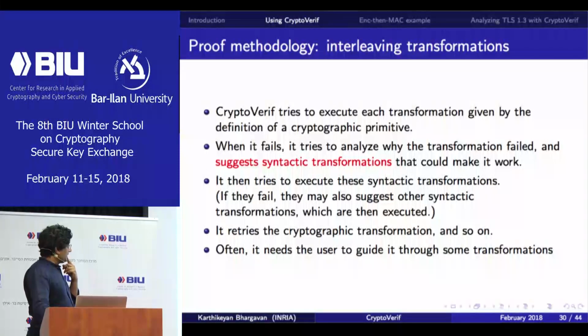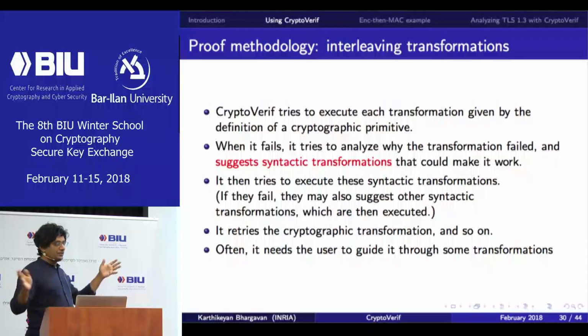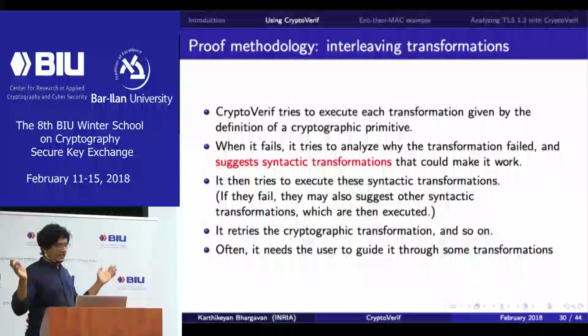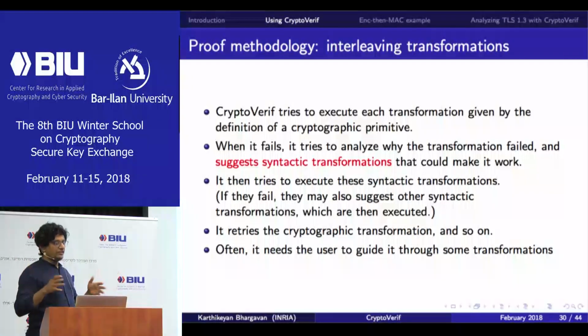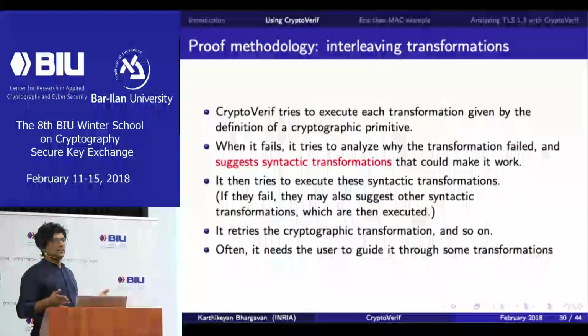So this is what CryptoVerif does. It tries to execute each transformation that you have provided it in any sequence. First, it tries to do all the syntactic transformations. Then it tries to apply crypto primitives. If it cannot apply a crypto primitive, it goes back and tries more syntactic transformations, and then it tries to apply the crypto game again, over and over, until it finally gets to a game which is trivially true.